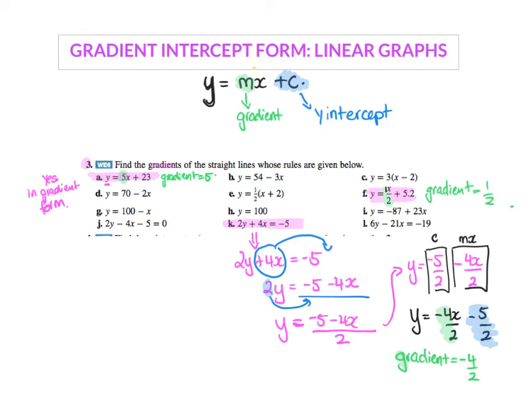I've just seen this top one here. I'll go through that too. That's not quite in gradient intercept form because it's not expanded out. So we might expand it out first, which means I do 3 times x and 3 times negative 2. So if I wrote that, it'd be 3x minus 6. Now I can read off that 3 is the gradient and the negative 6 is the y-intercept.